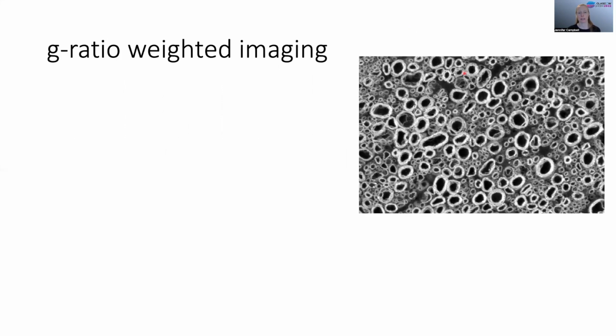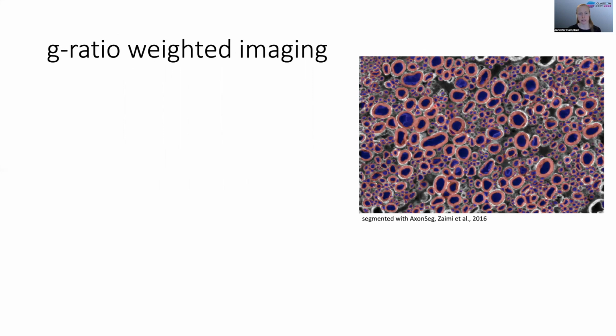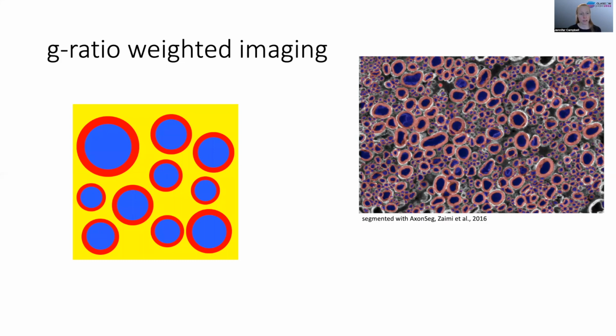Here we have a scanning electron micrograph of white matter. And here it's been segmented into different tissue compartments. The blue is the intra-axonal space. The red is the myelin sheath, and we'll call the rest extra-axonal space. So from this, we can start with a simple tissue model that has these three compartments in it.